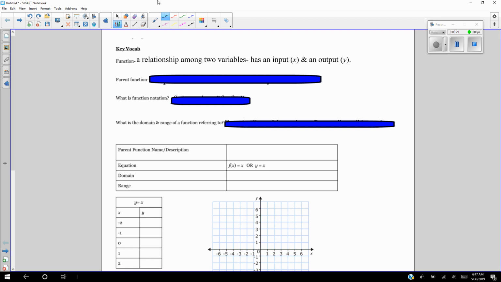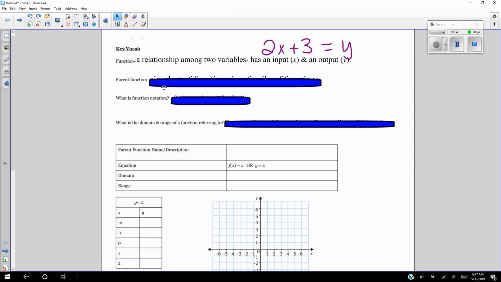It has an input. So normally the way you see a function, especially in Algebra 1 and then even a little bit in geometry, was probably written something like this: y equals 2x plus 3, where you input a value for x and output a value for y. So that's pretty basic.